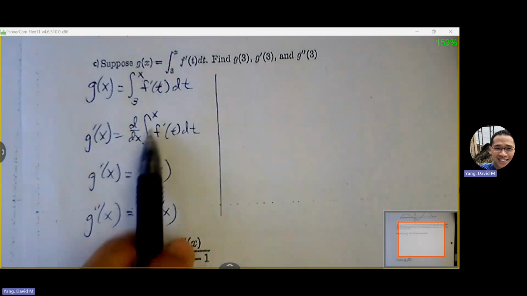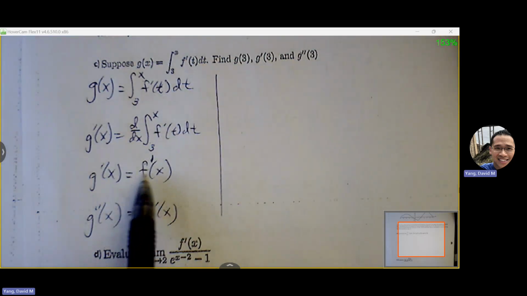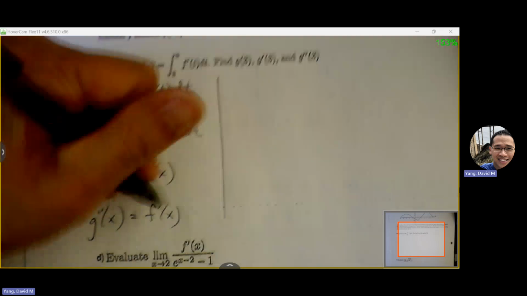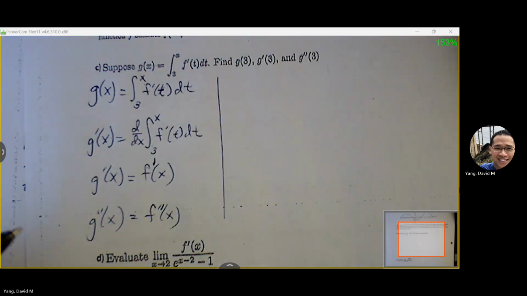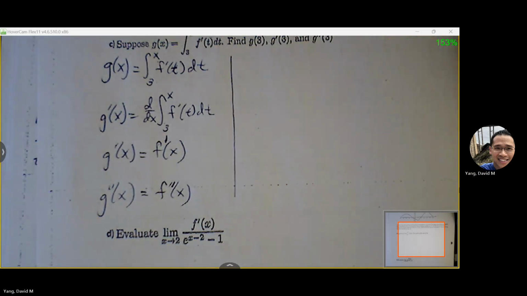I'm sorry. So when these cancel out, I need to hold on to whatever this function is, and this function was already at f prime. So g prime is f prime, and therefore g double prime is f double prime. Again, normally it's staggered, but this is already at f prime. So when we take out the integral, we need to hold on to that f prime, and therefore g double prime is f double prime.